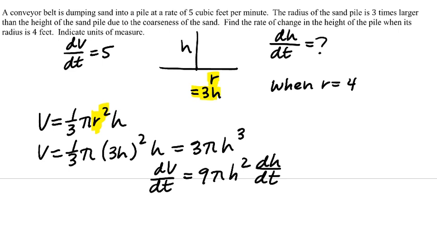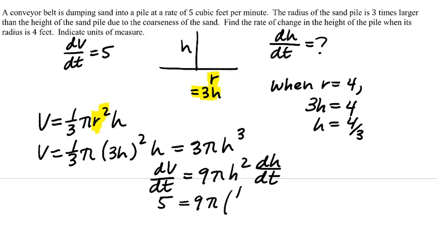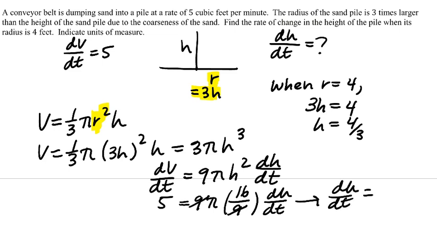Again, when r is 4, we have 3h equals 4, meaning h is 4/3. So this is 5 equals 9 pi. h squared is 16/9 times dh dt. Okay, meaning I've got 16 pi dh dt equals 5, or dh dt is equal to 5 divided by 16 pi.